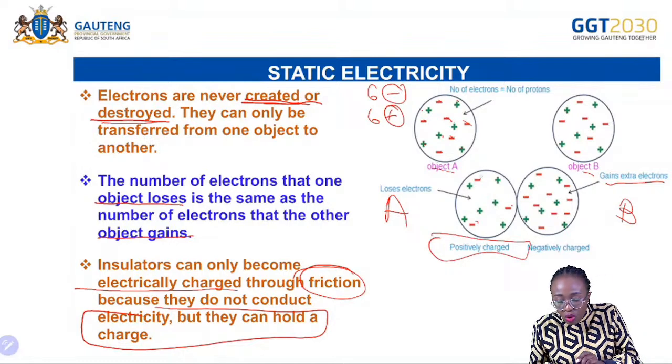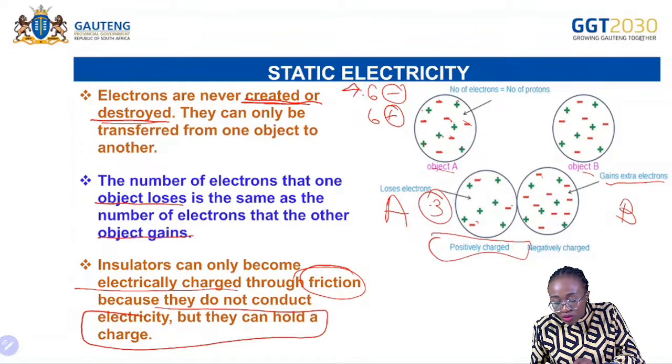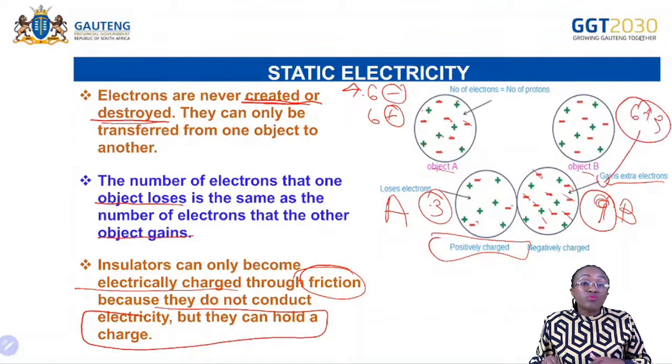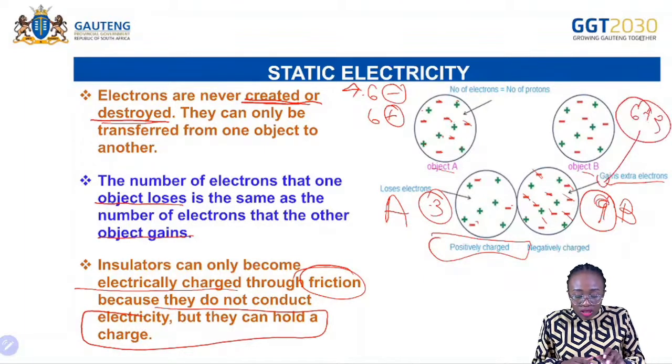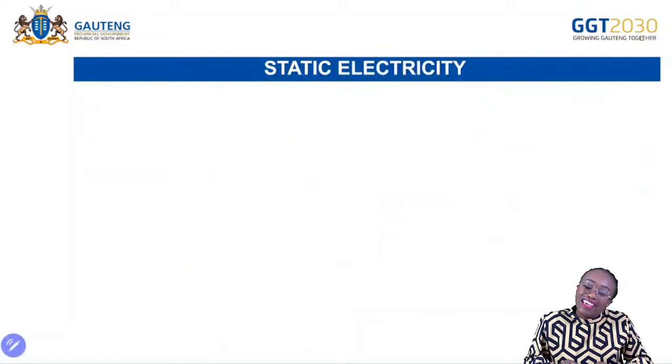Let's prove and see. So object A, we know that it had 6 electrons. Now it has 3, which means 6 minus 3, it lost 3. So object B should have gained 3 electrons. 1, 2, 3, 4, 5, 6, 7, 8, 9. So 9 means from the 6 we added 3 and now we have 9. So object B has gained. So the number of electrons that one object loses is the same number of electrons that another object gains.